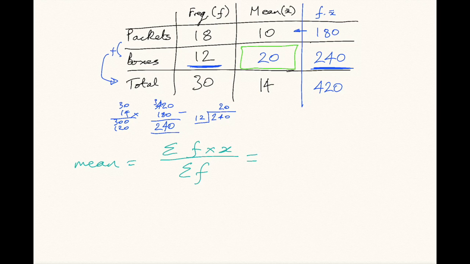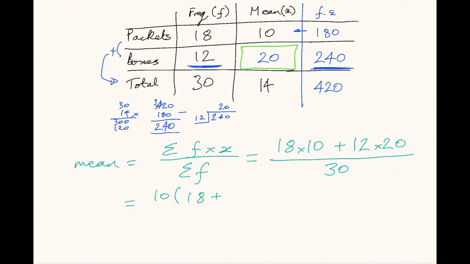We've got the first frequency for the packets is 18 and that mean is 10. And then we need to add the frequency of the boxes times our calculated mean of 20, and we're going to divide it by the total frequency, which was 30. Let's do some simplification. We can definitely bring our factor of 10 out on the top, and then we'd have 18 plus 2 times 12, which is 24, and that's going to be over 30.